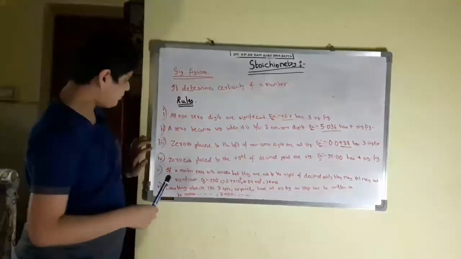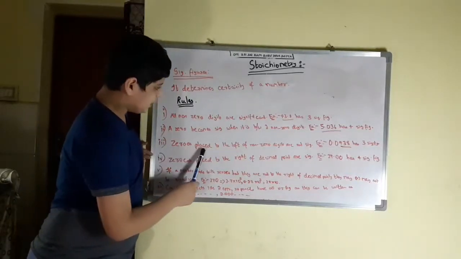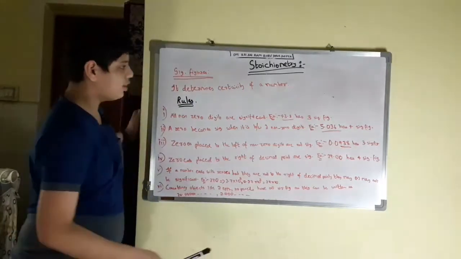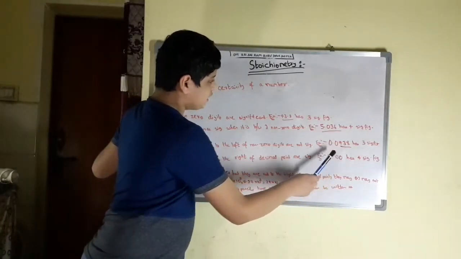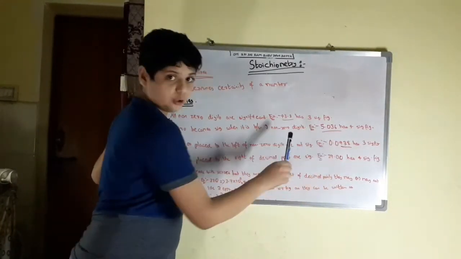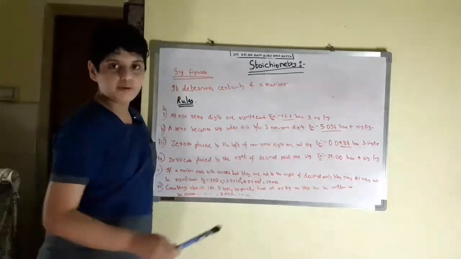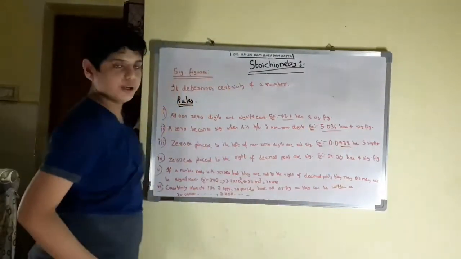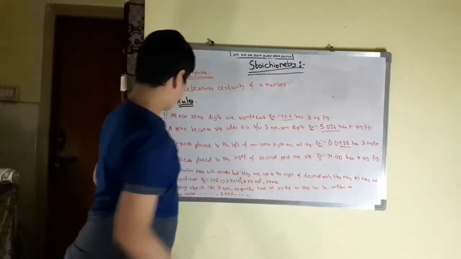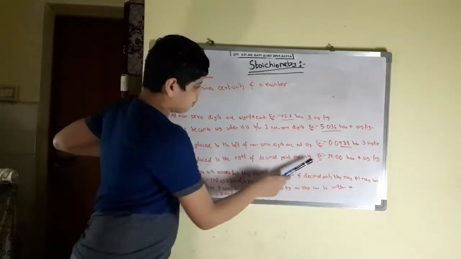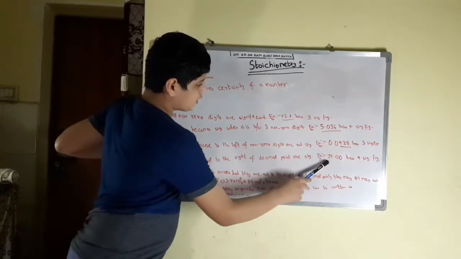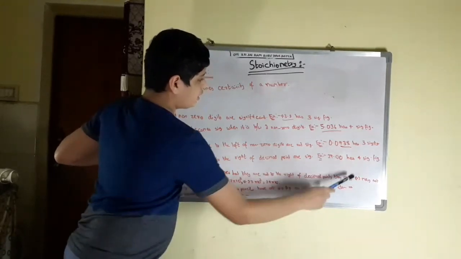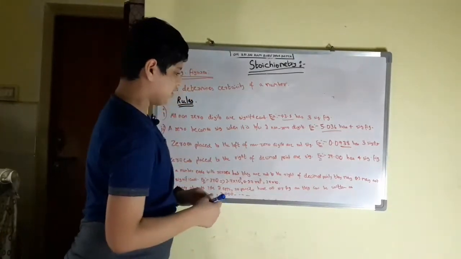The next one: zeros placed to the left of non-zero digits are not significant. These are non-zero digits, the zeros are placed on the left of them, so they don't become significant. Only the non-zero digits are significant, so these 3 are significant. Zeros placed to the right of the decimal point are significant. So in 27.00, zeros are placed after the decimal point, therefore each and every one of them becomes significant.